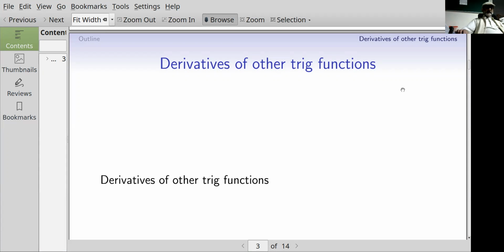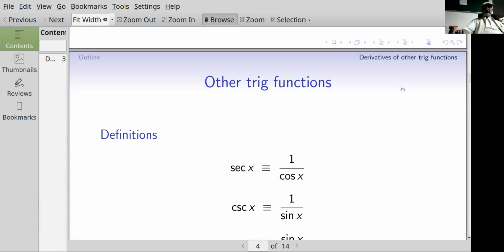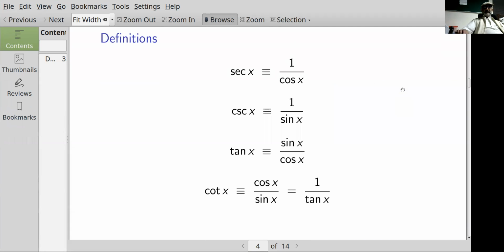Okay, so in this segment, we move on to derivatives of some of the other basic trig functions. Let me give you their definitions first. Secant of x is equal to 1 over the cosine of x. Cosecant of x is equal to 1 over the sine of x. Tangent of x is equal to sine of x over cosine of x. And cotangent of x is equal to the cosine of x divided by the sine of x, which is equal to 1 over tangent x.